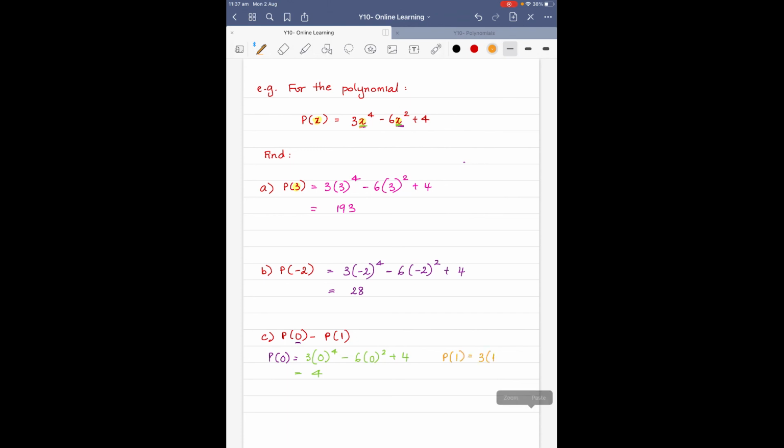Next one, when you have P(1), you're going to change it. 3, whenever you see an x, it's the number 1 to the power of 4 minus 6, change the x to the number 1 squared plus 4. Put it all into your calculator. You should end up with the number 1. So therefore, make sure you guys conclude this. P(0) minus P(1): your P(0) is 4 minus your P(1), which is 1. 4 minus 1 is 3. And that's it, guys. Thank you.